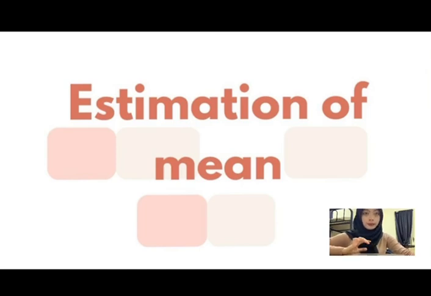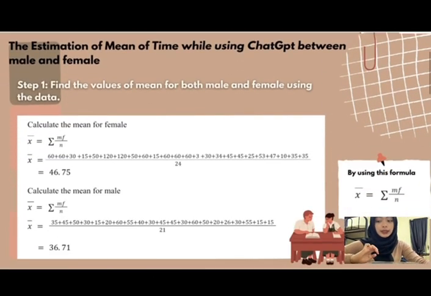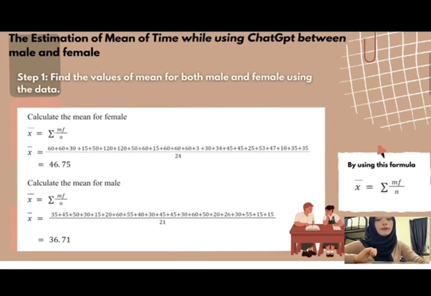So hi everyone, my name is Siti Nur Nabila, and now I'm going to explain to you the estimation of mean, which is our method 1, and we use the estimation of mean of time to calculate time while using Chatgpt between male and female.